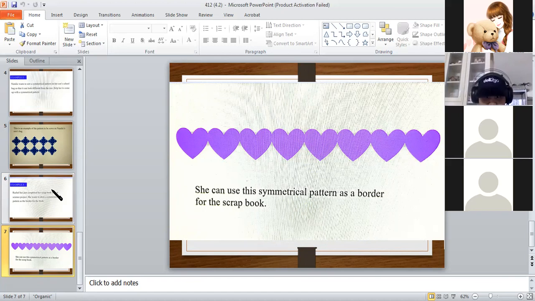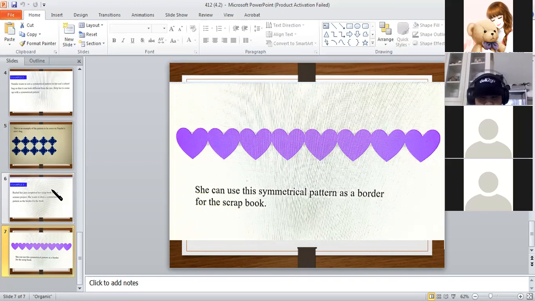So she wants to draw hearts with the purple color. If the question is asked, you can draw any patterns you want. You want to draw stars, also can. You want to show smiley faces, also can. Up to you. But make sure you show where the dotted line or the symmetrical line is, horizontally or vertically. Even if you put a cross, you have to show me where the dotted line is.